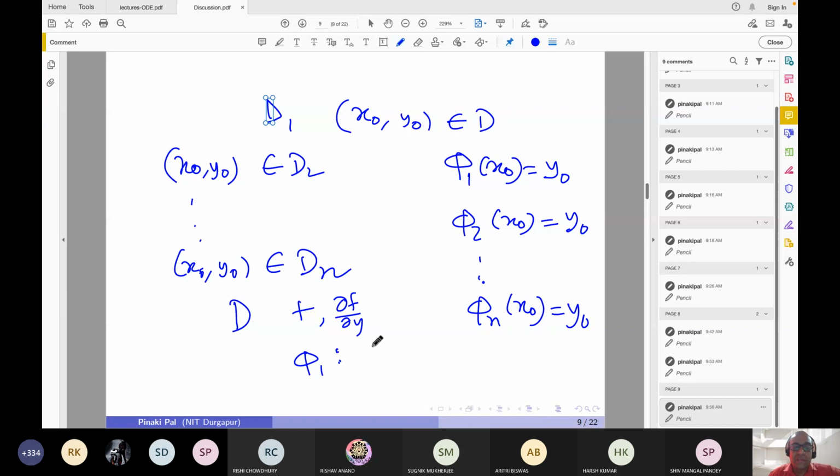If Picard's theorem is not satisfied, then we cannot say that there is a unique solution. There may not exist any solution, or there may exist infinitely many, more than one solution. The number of solutions we cannot assure; it depends on the problem. We can say for sure that a unique solution is not guaranteed.